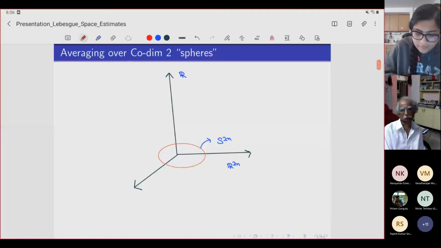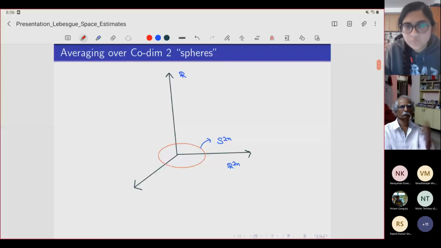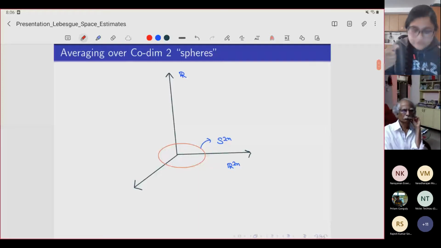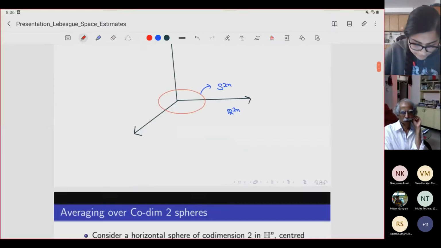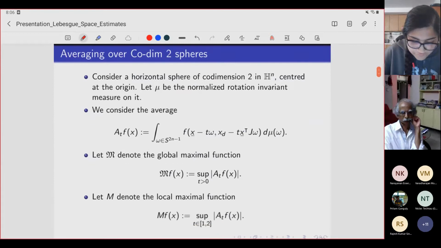R^2n is this horizontal plane. And then the last coordinate is this vertical direction. And then I'll be considering averages over these horizontal spheres in this plane. So basically S^(2n-1) in R^2n, which in the horizontal plane is of codimension 1. However, in the overall Heisenberg group, it's of codimension 2. So it is a more singular object than the usual spheres. I put spheres in quotes, but from now on, I would put spheres without quotes, and they would mean this codimension 2 surface.